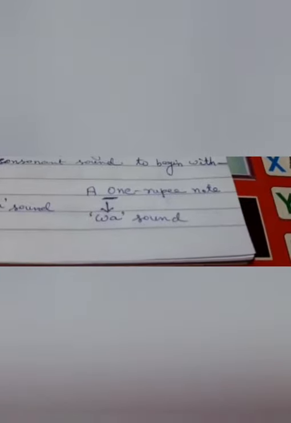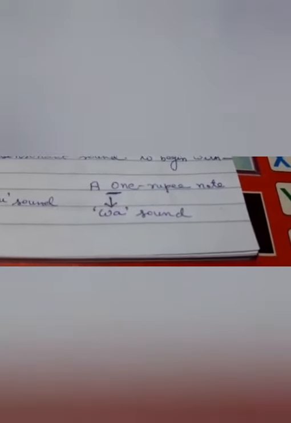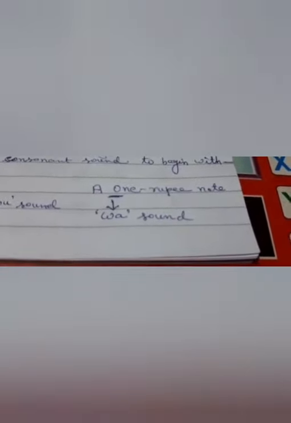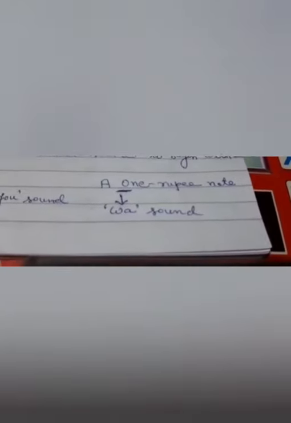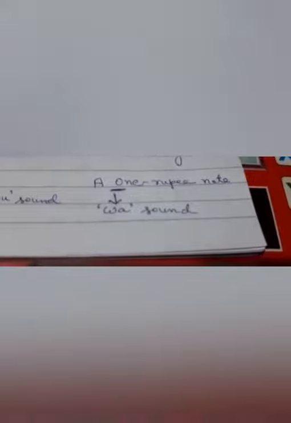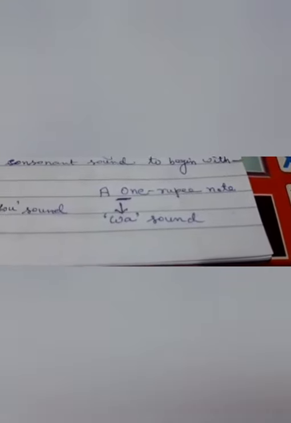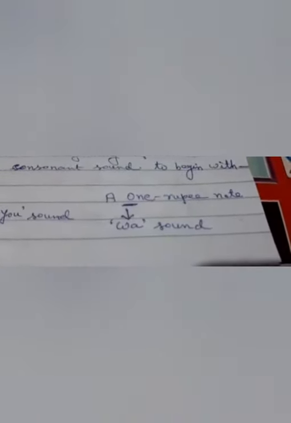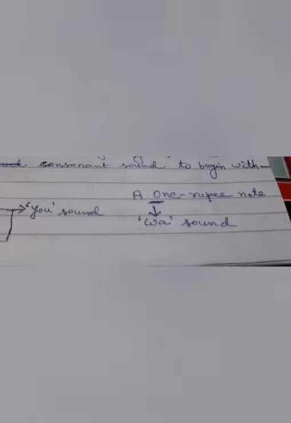A uniform, a European. Similarly, when we are talking about one rupee note, the letter is O, a vowel, but the sound that comes is one. When we say one, the WA sound is coming, and W is a consonant sound. Hence we are using a before them. I hope you understood these two rules.